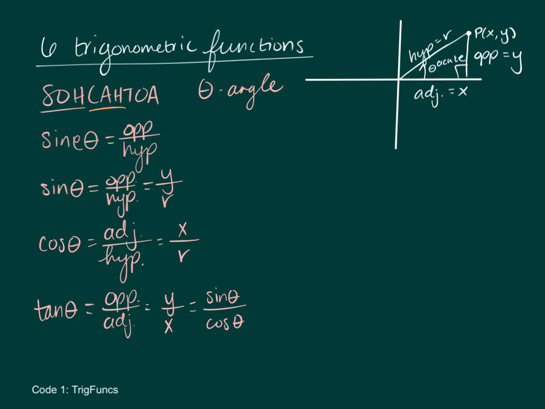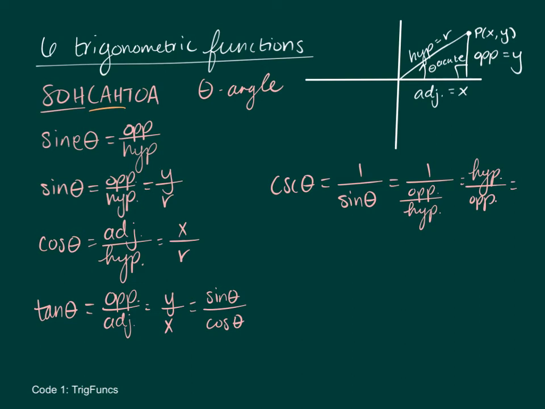And so then the next 3 trig function values are derived from these first 3. For example, the next one, cosecant theta: it's quite common to think that cosecant goes with cosine, but actually it goes with sine. Cosecant theta is the reciprocal of sine theta. So this is 1 over opposite over hypotenuse, which is equal to hypotenuse over opposite. Another way to write this in terms of our xy coordinates is r over y.